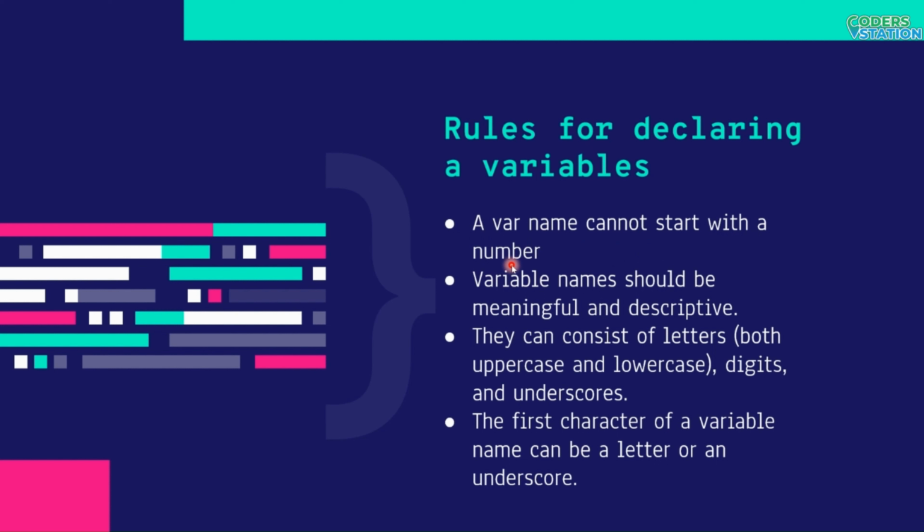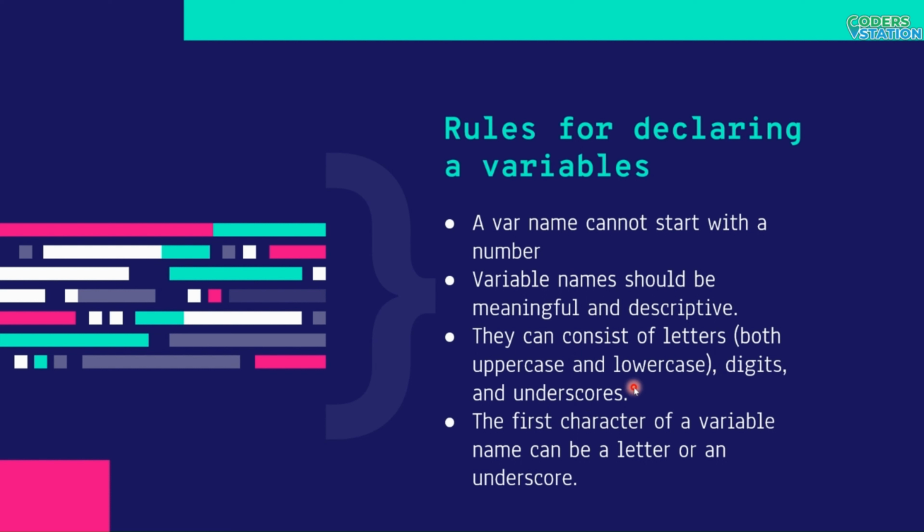As we have seen earlier, a variable cannot start with a number. That is, only letters and underscores are allowed to start a variable name. The second is, a variable name should be meaningful and descriptive. This means you should write a meaningful name. We should give a meaningful name to a variable. Then the third, they can consist of letters, digits, and underscore.